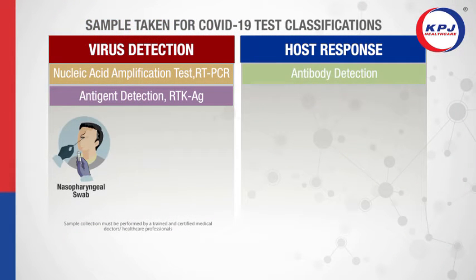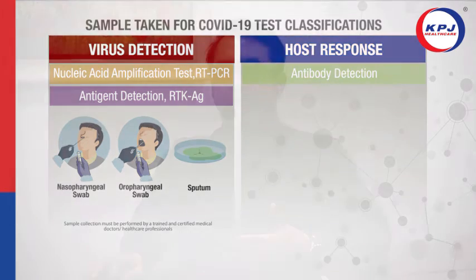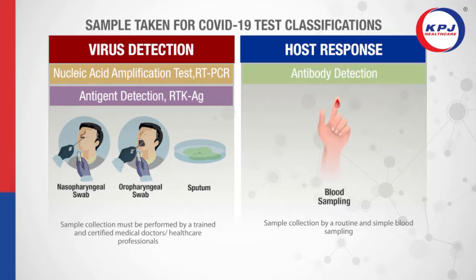Talking about the samples, for virus detection, the required sample is respiratory samples, which is the nasopharyngeal swab, oropharyngeal swab, as well as lower respiratory tract samples like sputum and also bronchoalveolar lavage. Whereas for testing the host immune response, it is the detection of IgM and also IgG. Now people are exploring IgA. It is done by blood sample or serology.